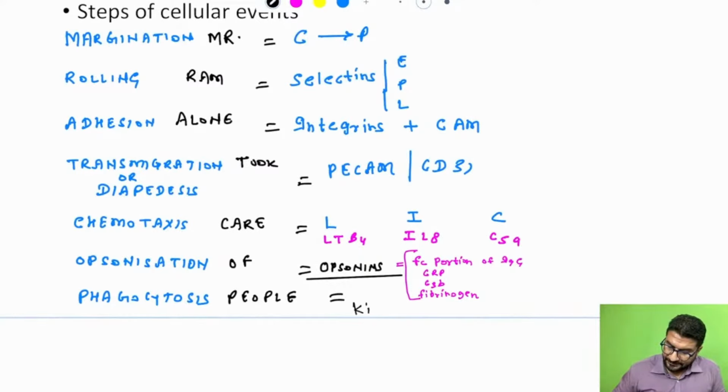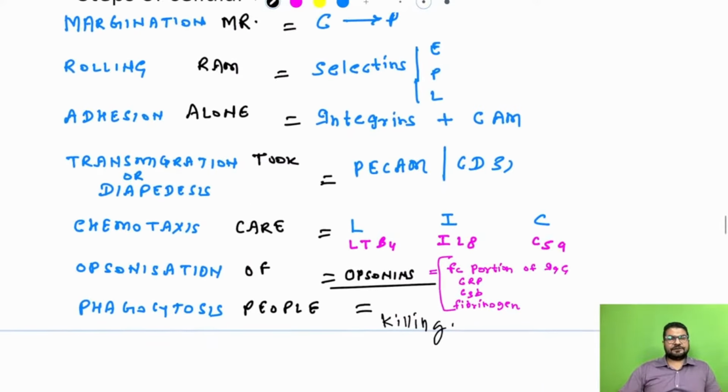So phagocytosis means killing. Look carefully, again a second slide. This is very very important, one MCQ in the exam. They ask you one question from here in the exam. Done?